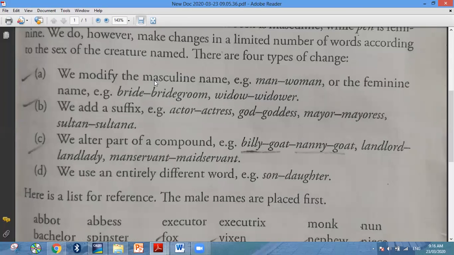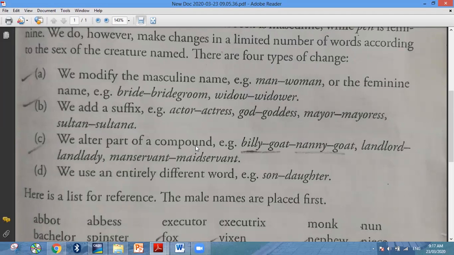We modify the masculine name. Here, in woman, we added W-O. In bridegroom, we added groom. In widow, we added ER. We can also add a suffix like actor, actress, goddess, mayor, mayoress, sultan, sultana. Again, actor, actress: we can add this suffix, ESS, to form the female form of the word.